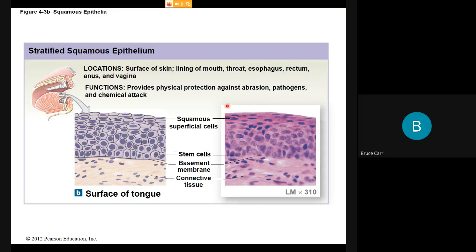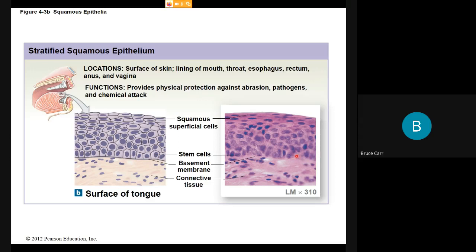What's really clear from this square figure, here's the space right here. Notice how flattened these cells are. These are the very surface cells, the superficial squamous. As we cut down, we can see they become more and more cuboidal in appearance. The most apparent organelle, the nucleus, is evident in all the cells at the base.